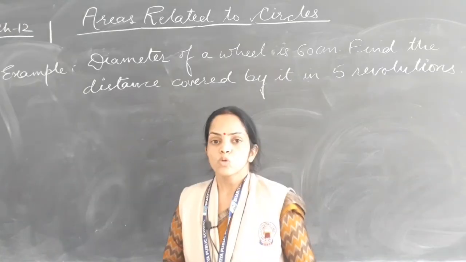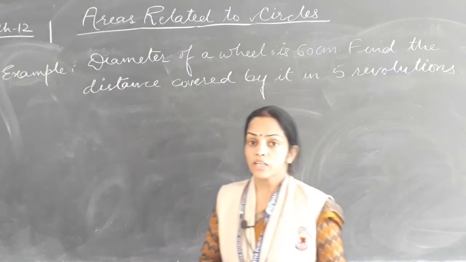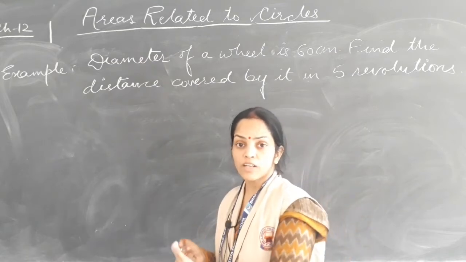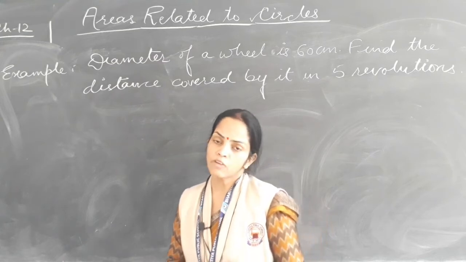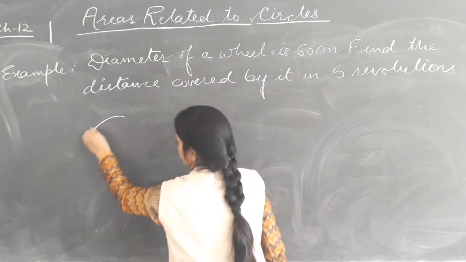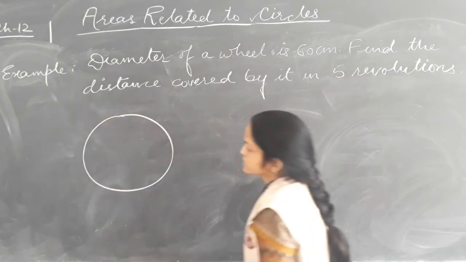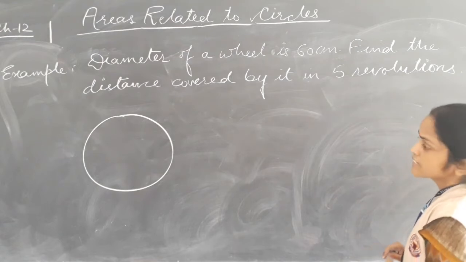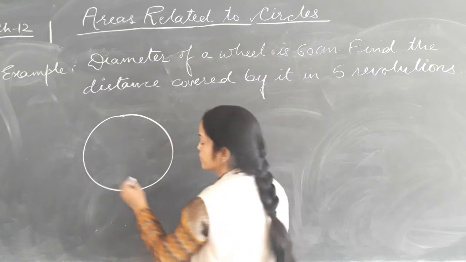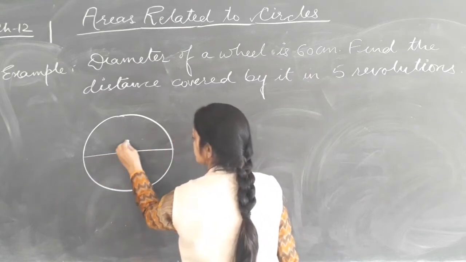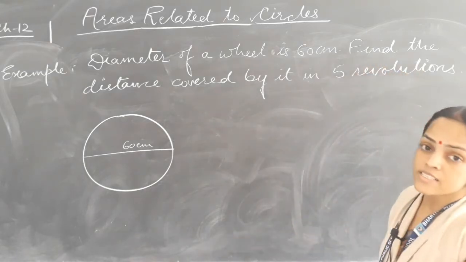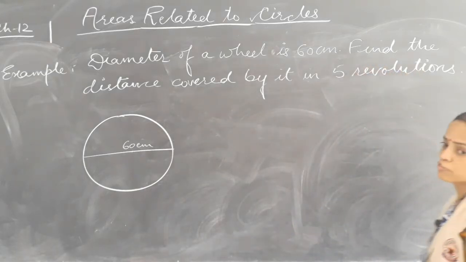Okay. So fourth question of exercise 12.1 is a bit different. It is based on distance covered by wheel of a car. So before proceeding to that question, I would like to give you an example. See, if a wheel is given, first of all read out this example. Diameter of a wheel is 60 centimeter. A wheel is given, obviously it is circular in shape. Its diameter is given, 60 centimeter. Now question says find the distance covered by it in 5 revolutions.